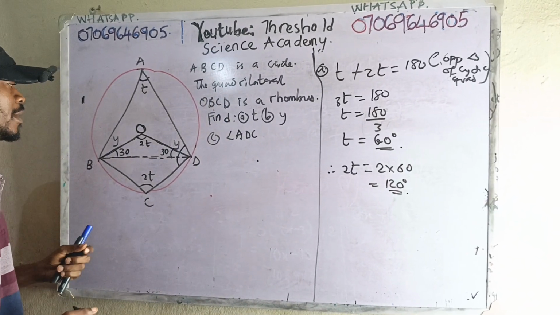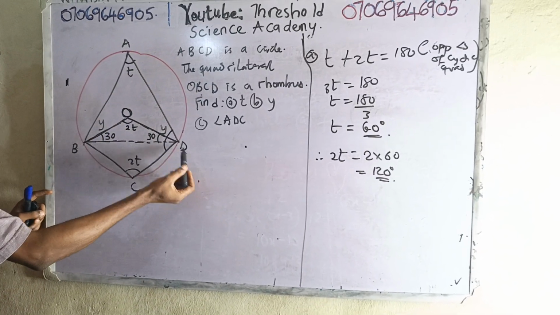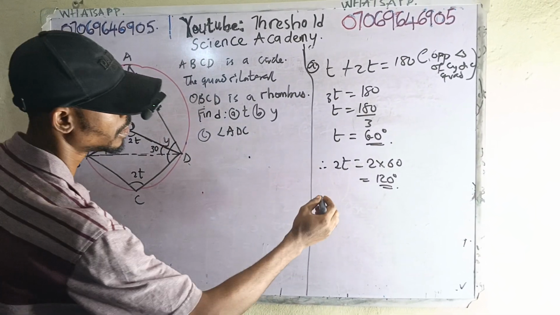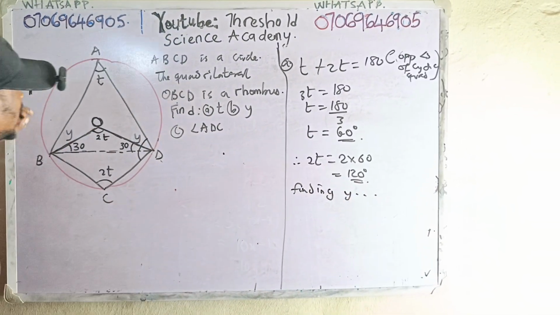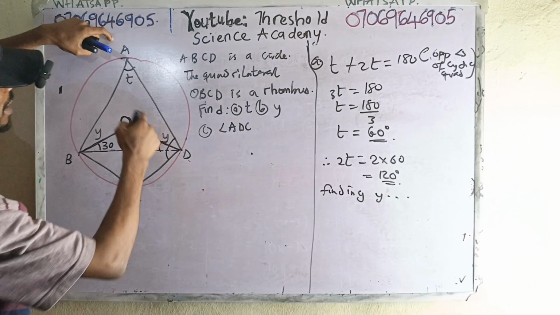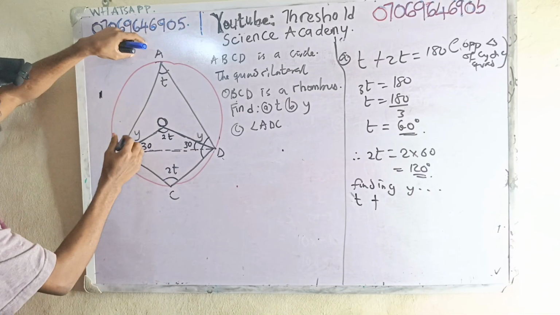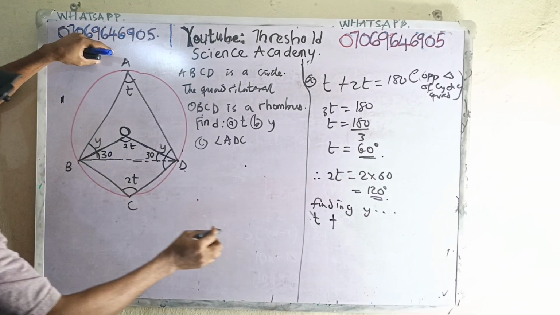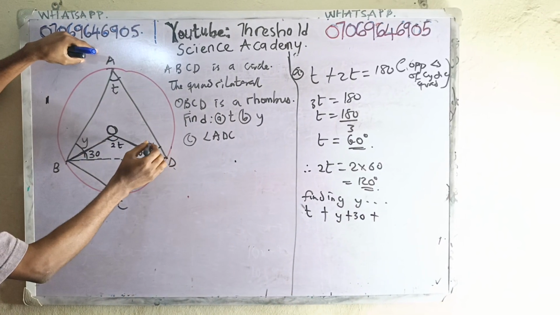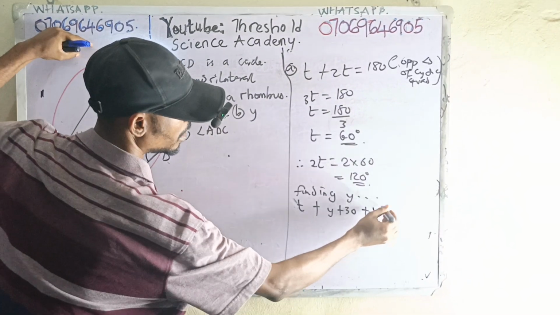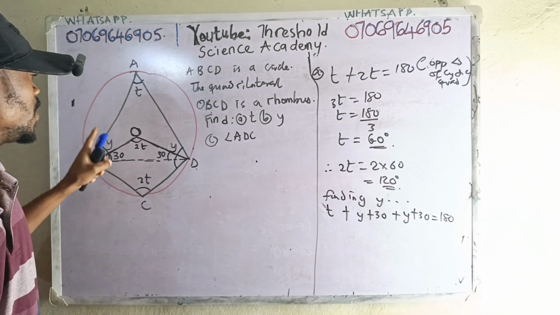Then we can easily find out y, making use of the triangle ABD. ABD. So finding y, let's add up all the angles in the triangle ABD. We have the T here, which is already what? Okay, let's just put it T plus what? This angle here, y plus 30, plus this other one, y plus 30. Everything must be equal to what? 180. What's the reason? Sum of angles in a triangle.